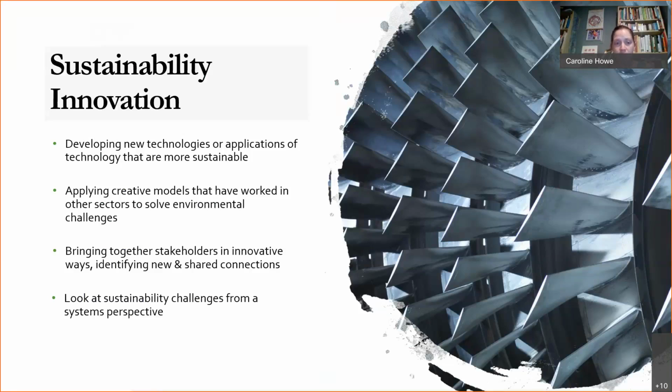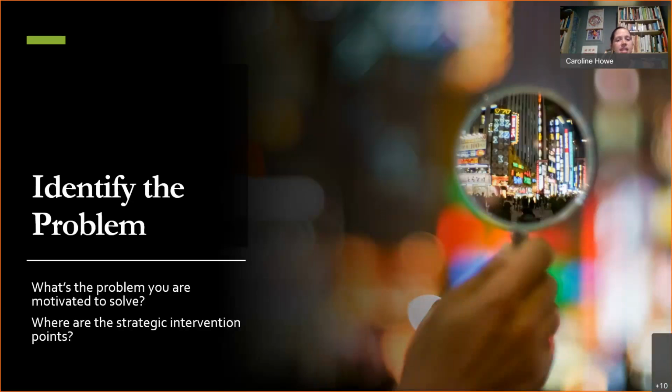So the first step in all of this, and this is the first step in starting any business, is identifying the problem. What is the problem that you are motivated to solve, and where are the strategic intervention points? Now, this is not a presentation about all of the environmental problems we're facing, but feel free to put in the chat what are some of those challenges that you're seeing in our communities.